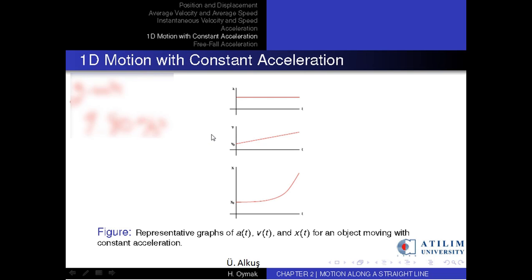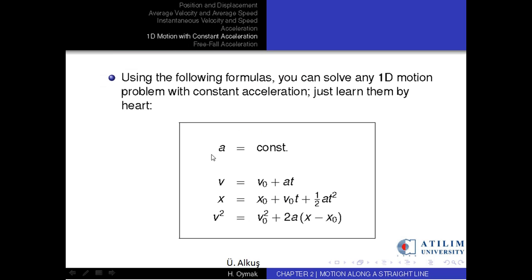In many daily life problems, the object in question moves with constant acceleration, or its acceleration can be assumed to be approximately constant. This figure shows successively the curves of acceleration, velocity, and position for an object moving with positive constant acceleration. In the following, we will derive some formulas that can be employed in solving one-dimensional problems involving constant acceleration.